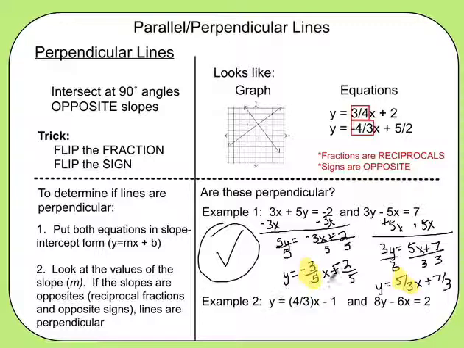In your notes, you will need to do the same thing for the second example. Solve each one for y, and then compare the slopes. If the signs are opposite and the fractions are reciprocals, then yes, the lines are perpendicular.